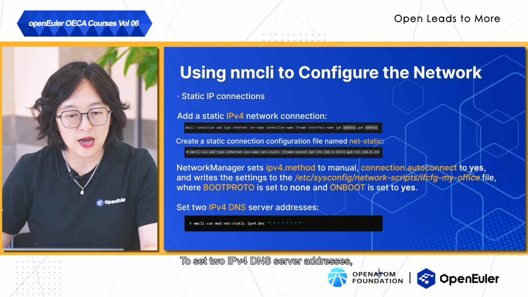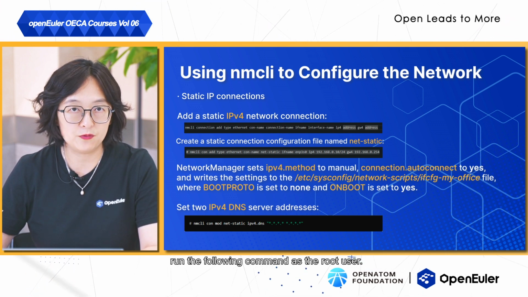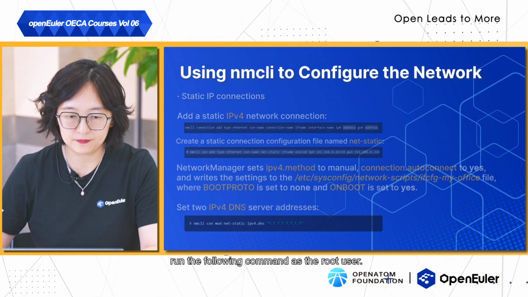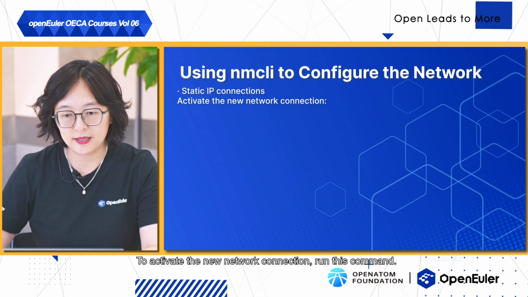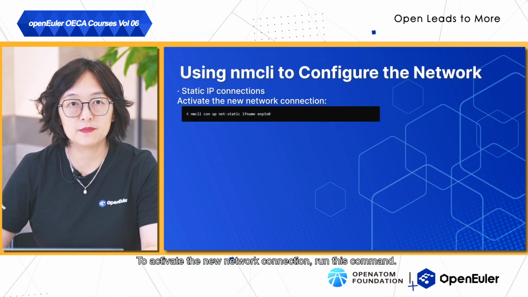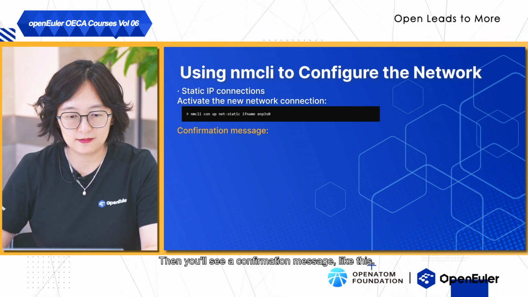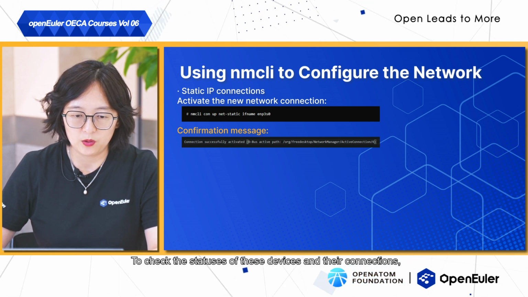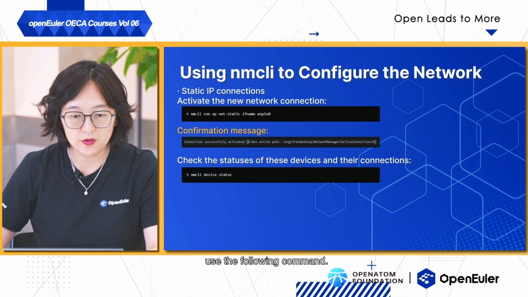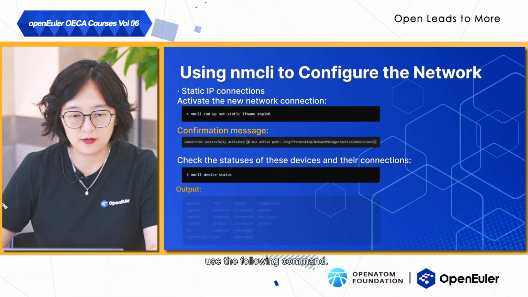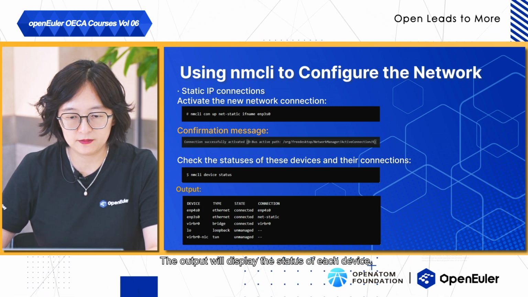To set two IPv4 DNS server addresses, run the following command as the root user. To activate the new network connection, run this command. Then you will see a confirmation message like this. To check the statuses of these devices and their connections, use the following command. The output will display the status of each device.